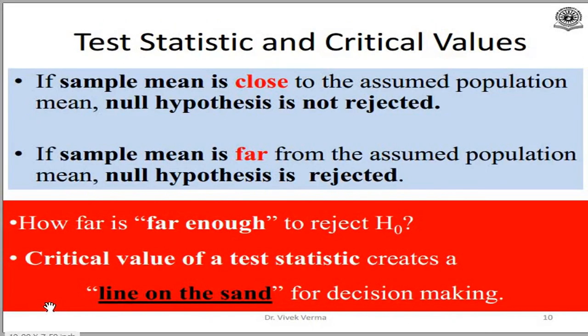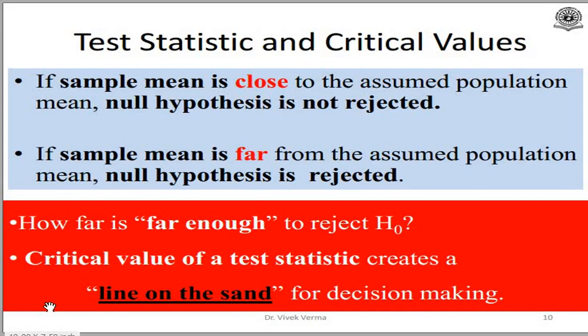If we find that the sample mean, which here we have considered as age, is closer to the assumed population mean age, then we should not reject our null hypothesis. It means we have less evidence to reject our null hypothesis. If the sample mean is far away from the assumed population mean, then the null hypothesis should be rejected. Here rejection means that we do not have sufficient evidence to accept that the null hypothesis is conclusive.